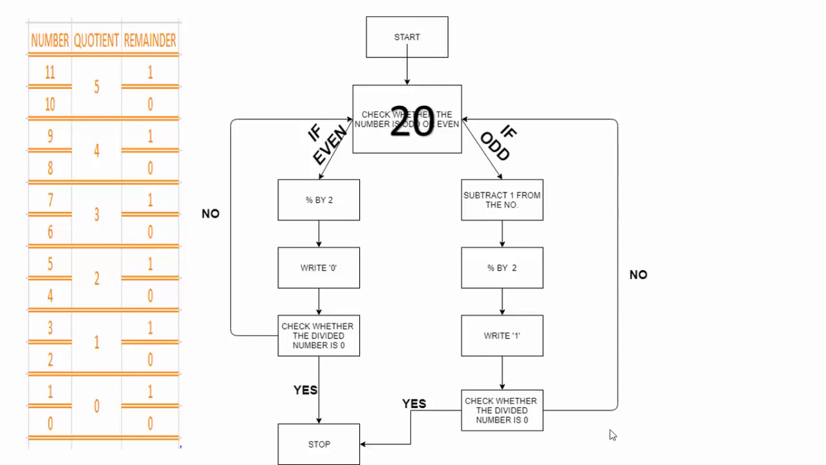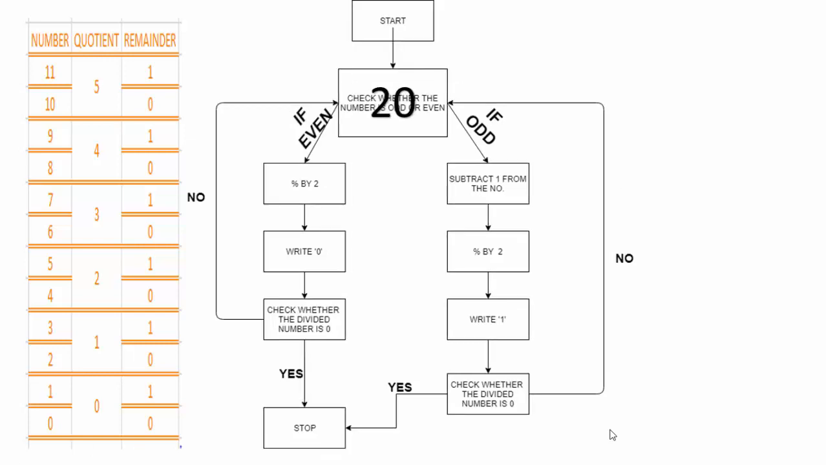Let us take number 20. Now, as we know, number 20 is an even number. So we'll divide number 20 by 2 and we yield 10. We'll write down 0 as our LSB and we'll check whether it is 0, which it is not, and we'll go back to our previous stage. And we'll repeat this process until the number is decremented to 0.